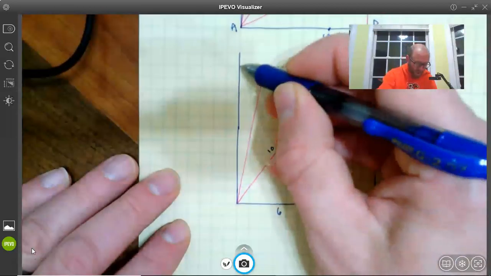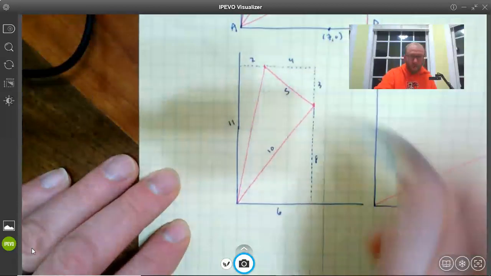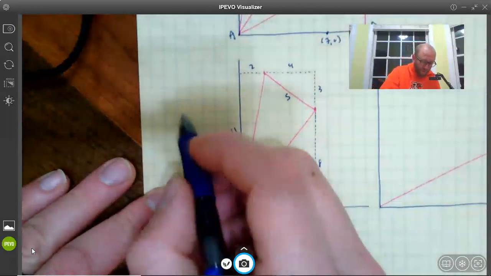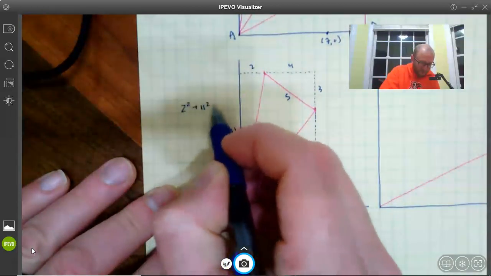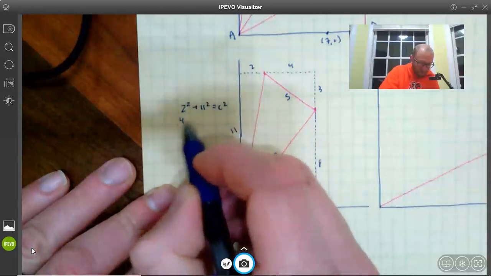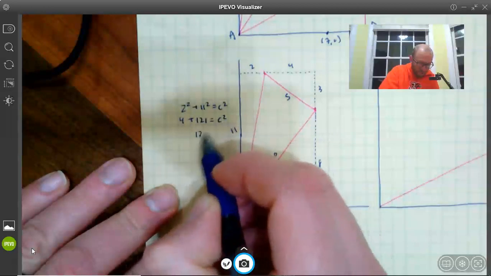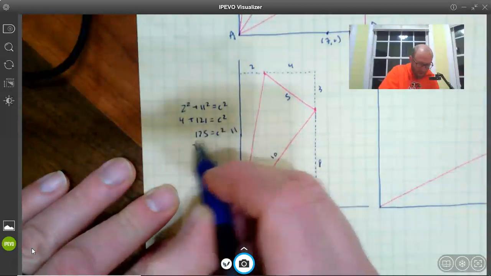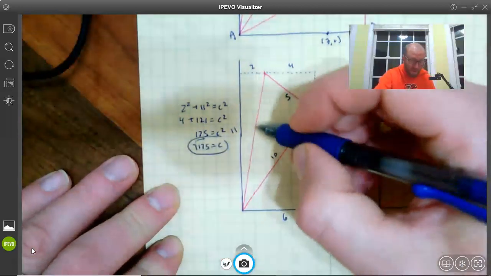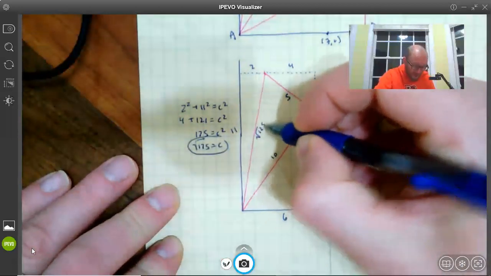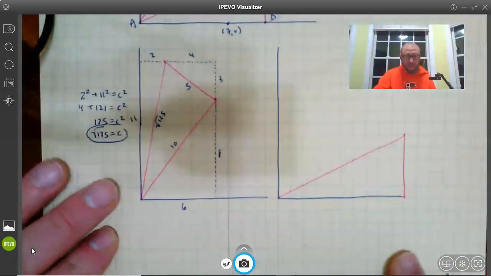And here we have 2 and 11. So I'll have to do that one. That's going to be 2 squared plus 11 squared is c squared. 4 plus 121 is 125, so c squared is 125. So this one is square root of 125.